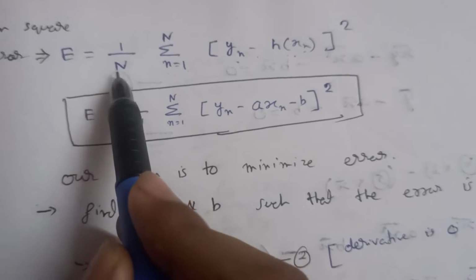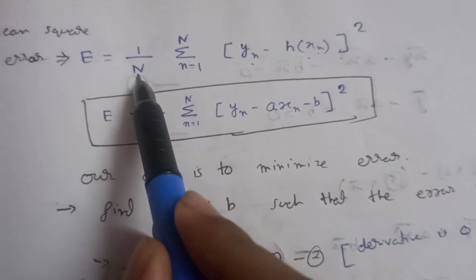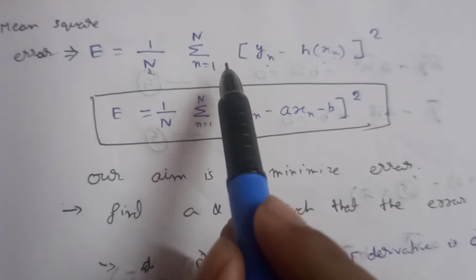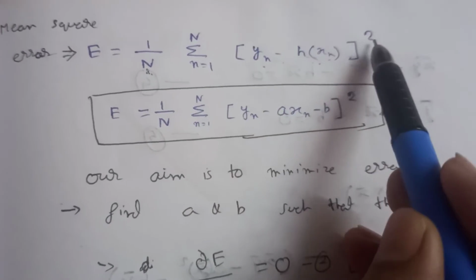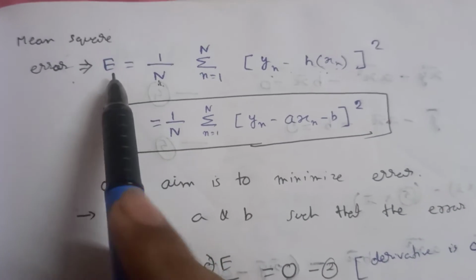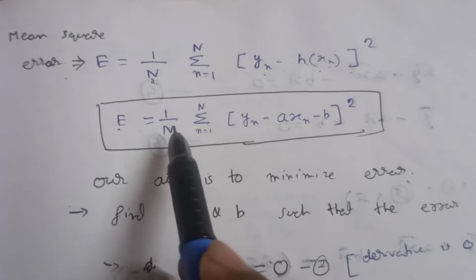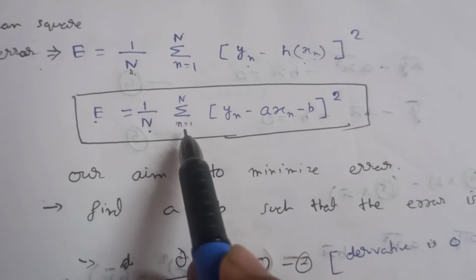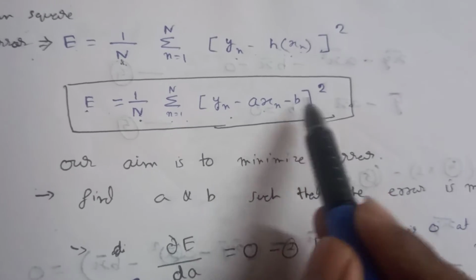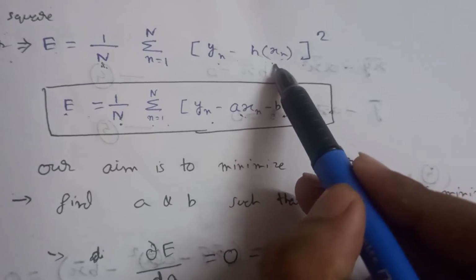And now this 1 by capital N, where N is the number of data points, divides the total error by the total number of data points. So this whole thing is the average error, or mean error. Since we are using a square function to calculate the error, we can call this the mean square error, or MSE. So we can write it like this: E equals 1 by capital N, where N is the number of data points, times the summation from n equals 1 to N of (yn minus axn minus b) whole squared.